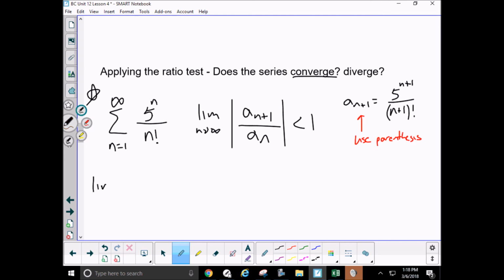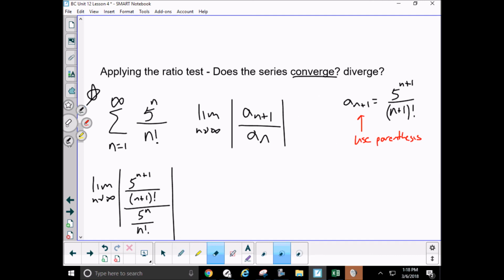All right, well, I will look at the limit as n approaches infinity of the absolute value of 5 to the n plus 1 over n plus 1 factorial over 5 to the n over n factorial. And I'm going to get that value, and if it's less than 1, I win. Well, I don't like these fractions over fractions, so instead of doing a to the n plus 1 over a to the n, I'll just write this as a to the n plus 1 times 1 over a to the n. So just a flipped a to the n fraction.